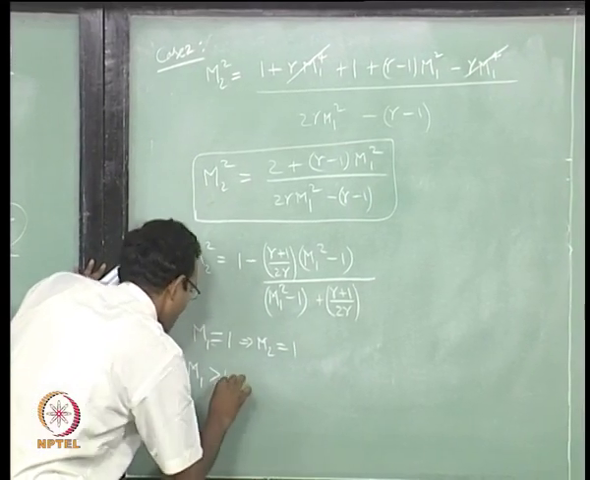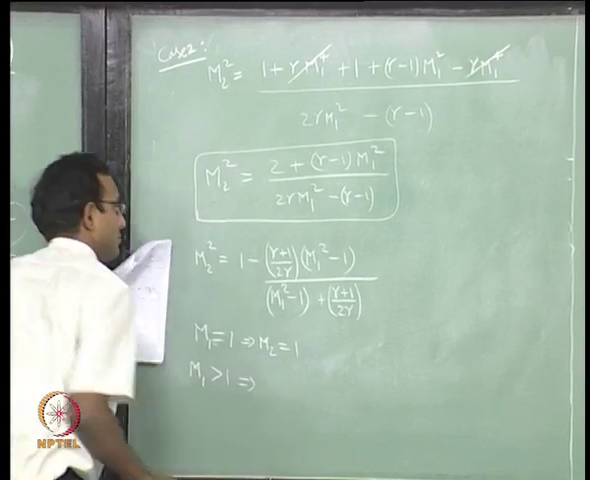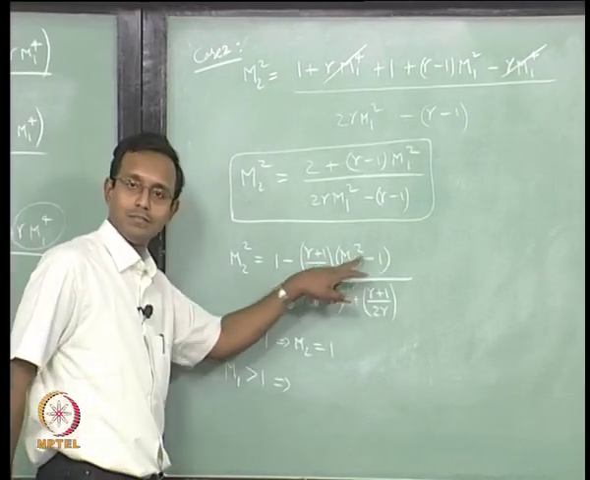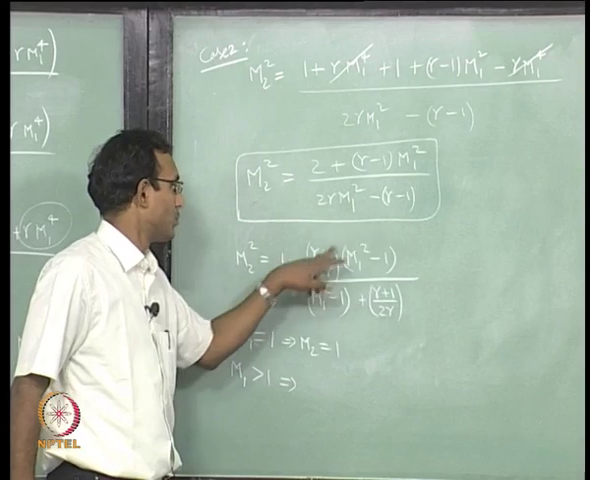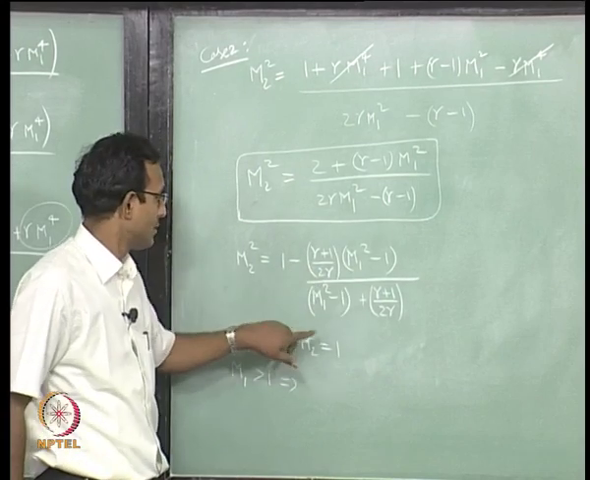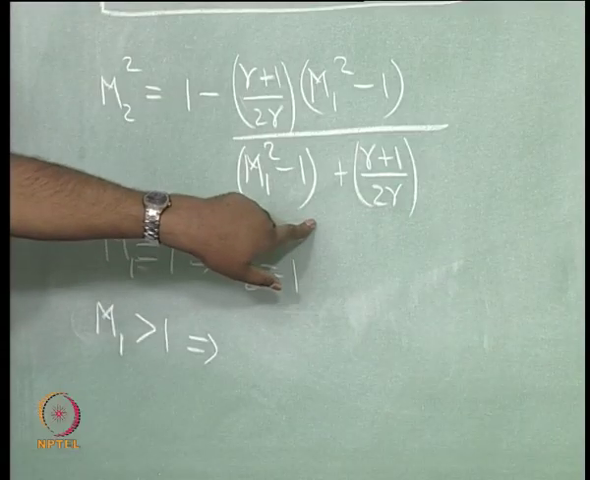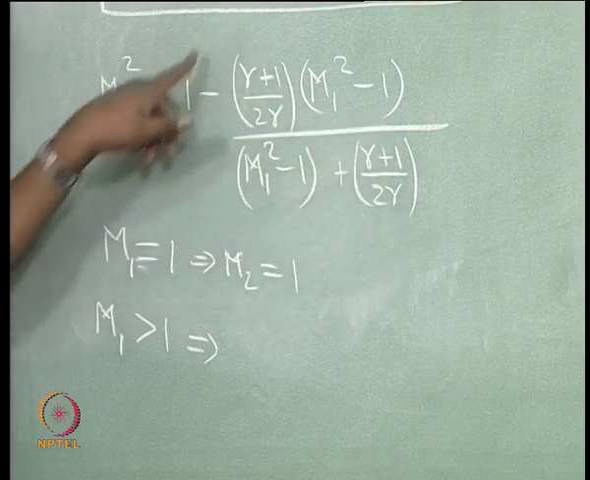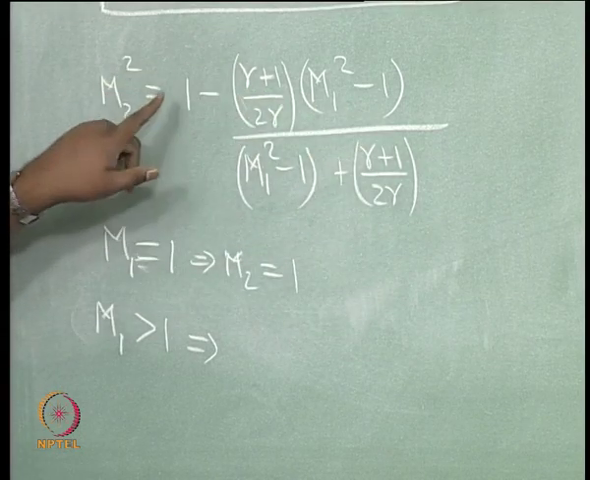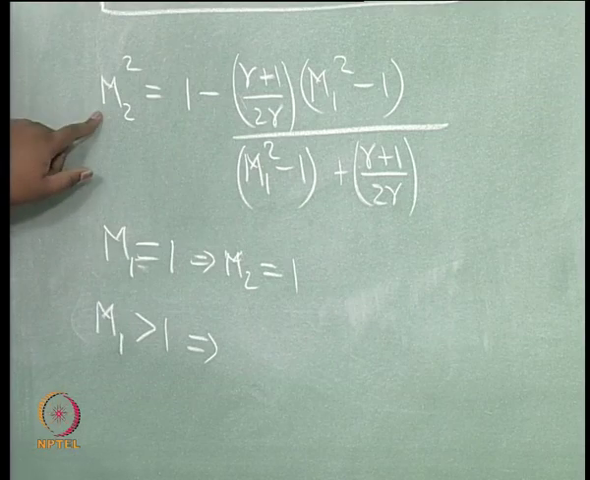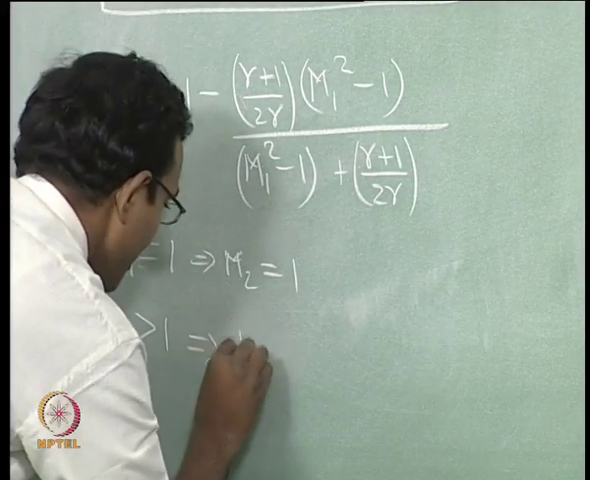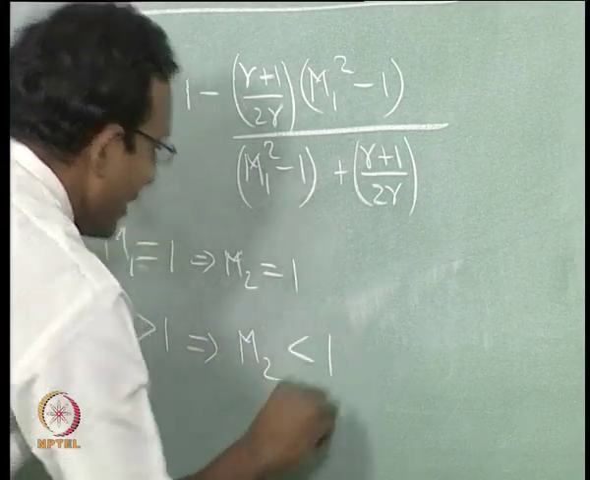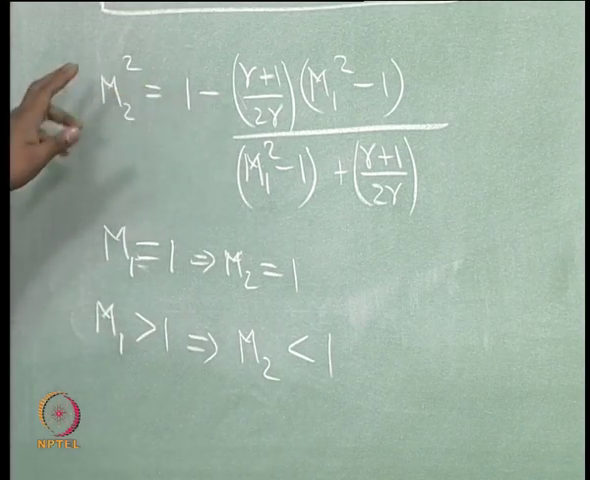If I pick m1 greater than 1, then this quantity is positive, this is positive. So, I am going to get some quantity which is positive subtracting from 1. So, this will be less than 1. m2 will be less than 1, square root of that will also be less than 1.